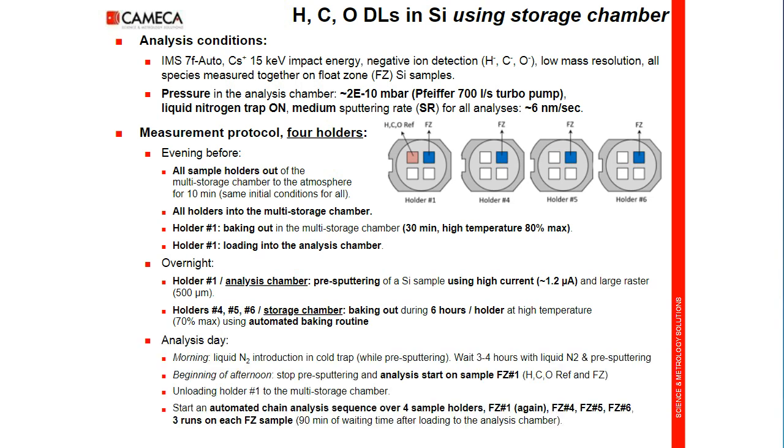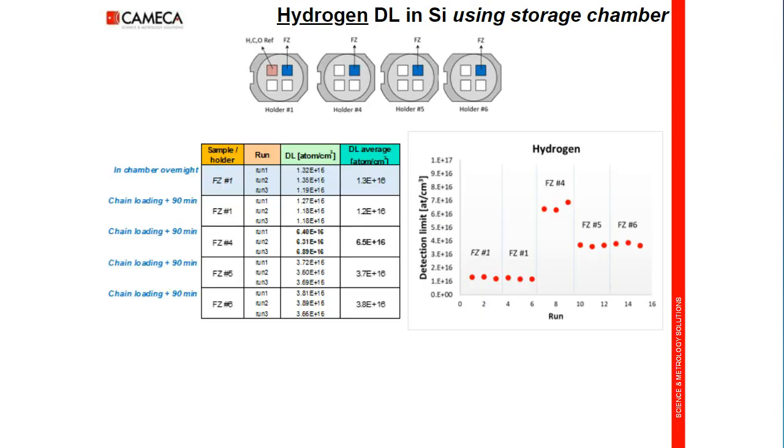The day after, in the morning, liquid nitrogen was introduced in the cold trap, and then we waited 3-4 hours while continuing pre-sputtering. In the beginning of the afternoon, pre-sputtering was stopped, and analyses were performed on sample holder 1, both on the reference sample and on the float zone sample. After this first set of measurements, holder 1 was unloaded to the multi-storage chamber.